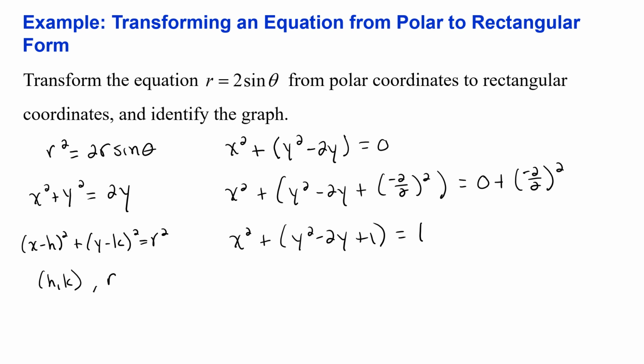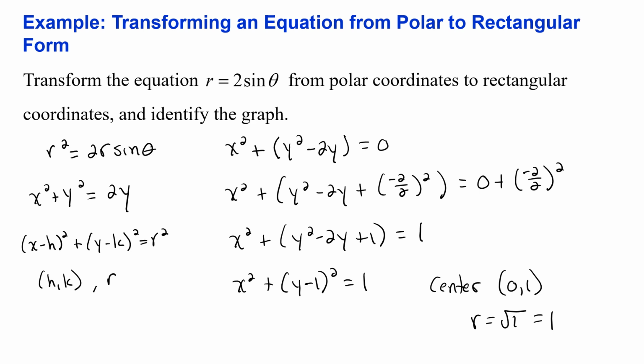Now, the trinomial of the y terms that I have in parentheses, which is y squared minus 2y plus 1, is a perfect square and factors as the quantity y minus 1 times the quantity y minus 1. Or in other words, we will write this equation as x squared plus the quantity y minus 1 squared equals 1. And this is the equation of the circle whose center is the ordered pair 0, 1, and radius is square root of 1 or 1. Therefore, we have transformed the given equation in the problem statement to rectangular coordinates, and we have identified the graph of that equation.